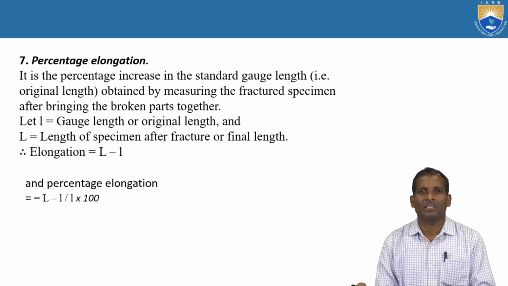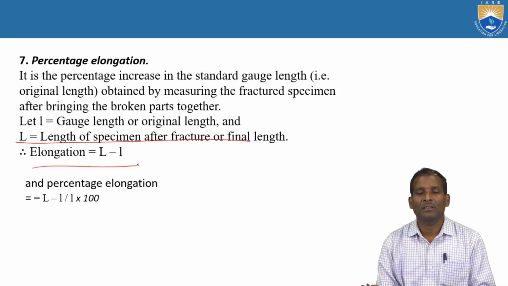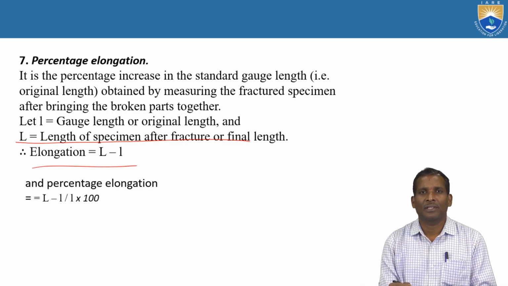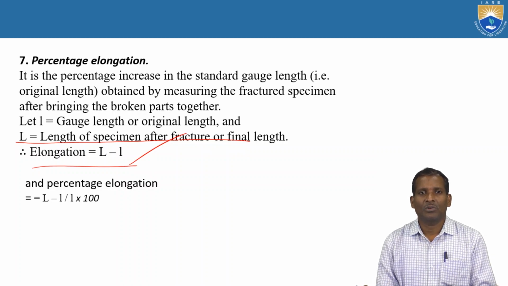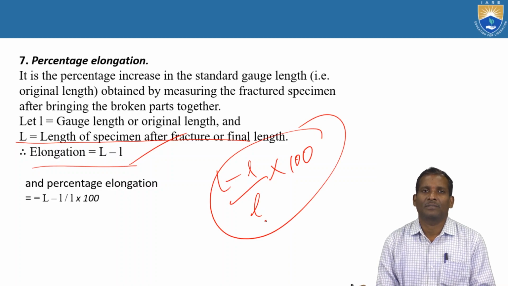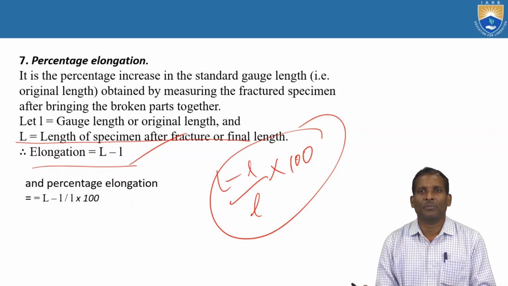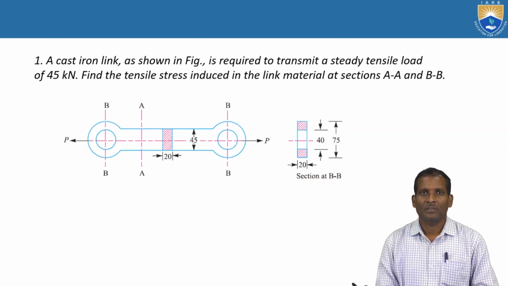The original length is called the gauge length. The capital L is the length of the specimen after fracture, or final length. Elongation is the difference between these two, the length of specimen minus the original length. Now percentage elongation is (L minus l) by l, multiplied by 100. Yes, small l is the original length, and capital L is the length of the specimen after fracture. Clear?